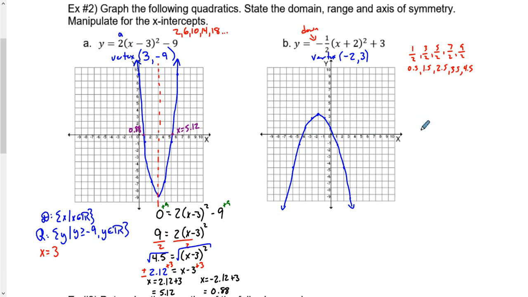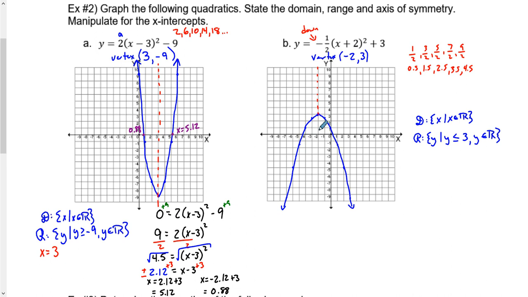So let's see, our domain. Well, it's going to be x as an element of the real numbers. Our range. We can read from the graph as being our y's that are less than or equal to 3. Again, where are we seeing the 3? Right here. It's the y value of our vertex.